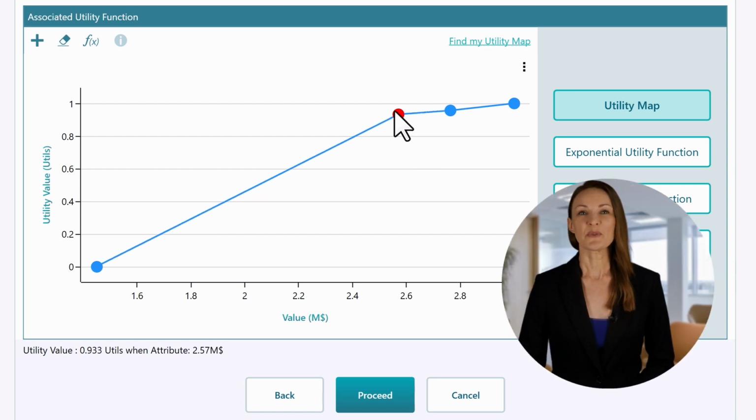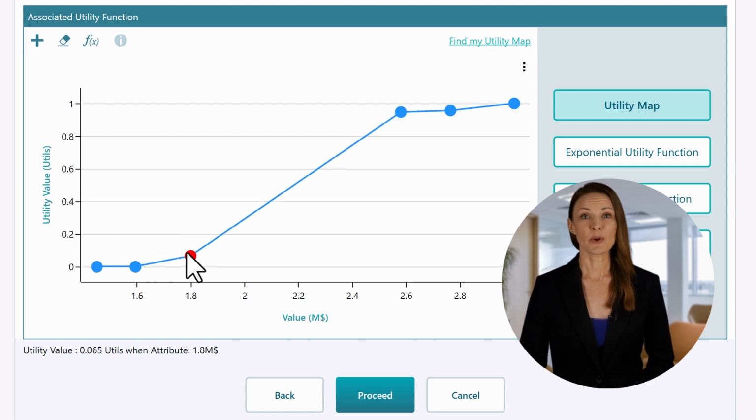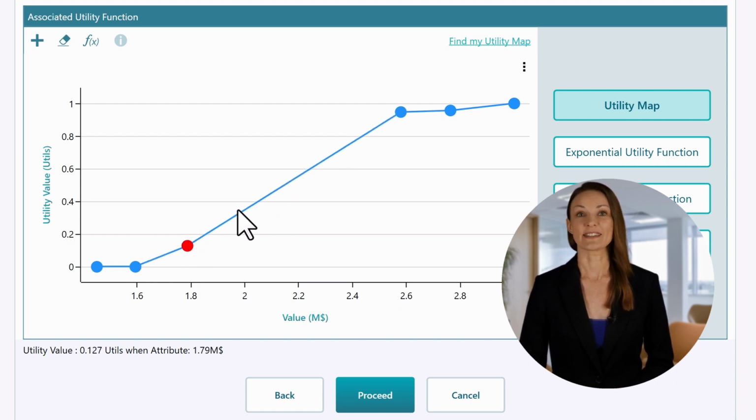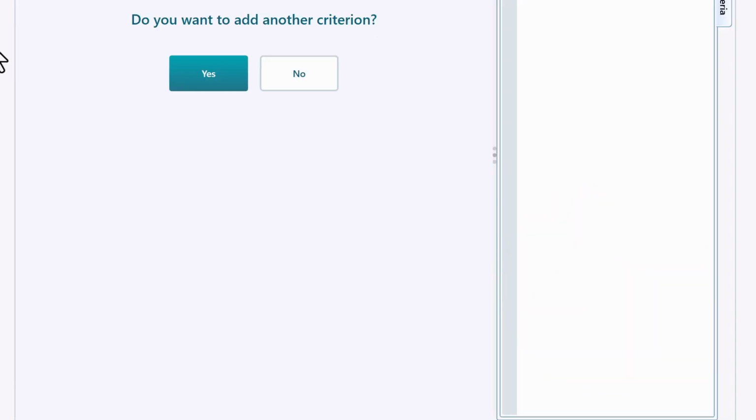What about a $1.5 million price? If you'll be totally unhappy, the level of satisfaction would be 0. So have a data point at $1.5 million as 0. Please note that our satisfaction does not increase linearly, so it can be a curved line like this. Now, proceed. Answer no here.